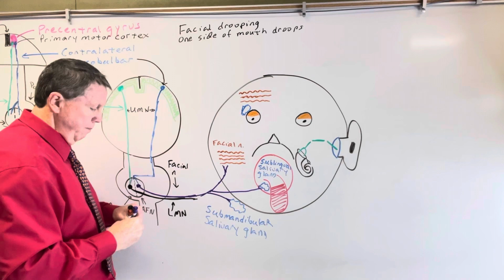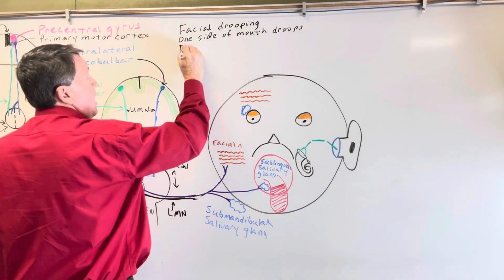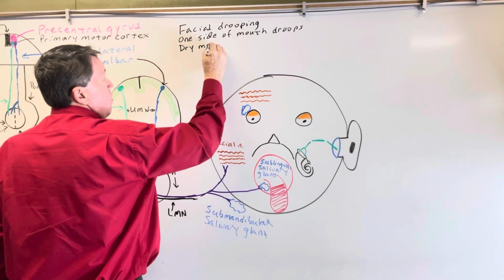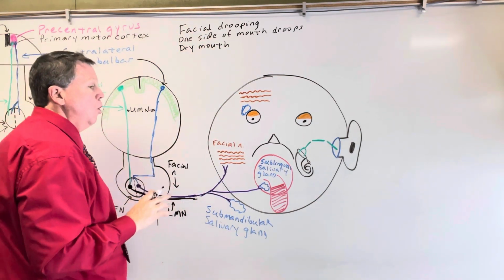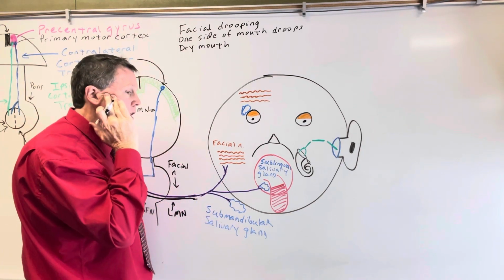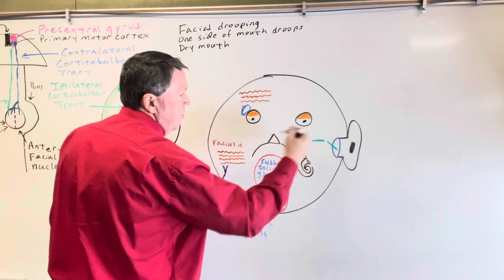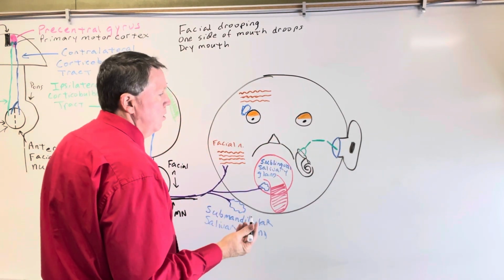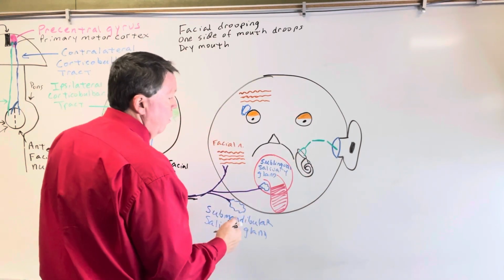So one of the things that people are going to complain about is they're going to have a dry mouth when they have Bell's palsy, okay? So really quick though, don't forget, you still have something called the parotid salivary gland, which is up here by the ear. And I still have all the salivary glands on the other side of the body that are still working properly. And those are basically going to still be working.